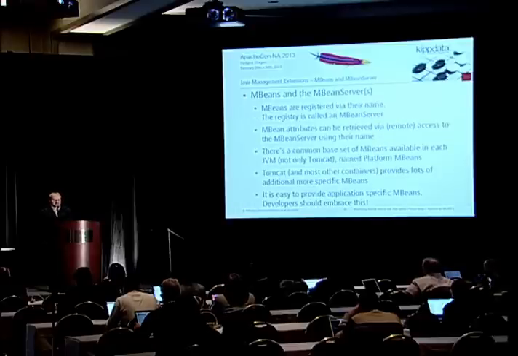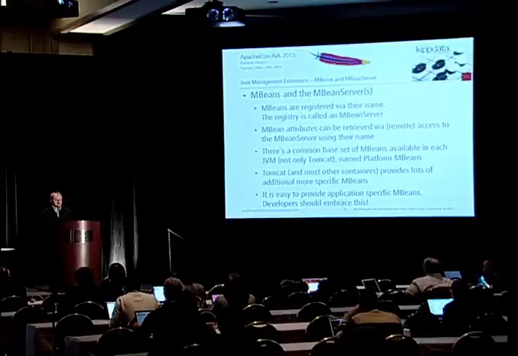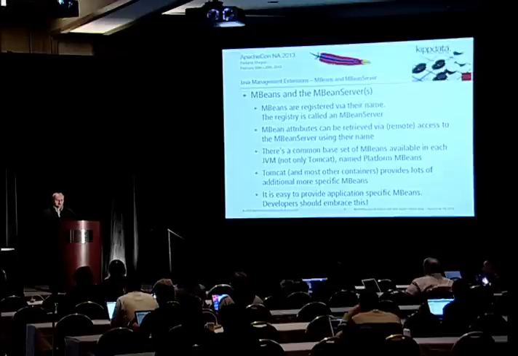Now, how do we get access to the MBeans? MBeans are always registered with an MBean server. That's the registry of MBeans. And they are registered under their name, so the object name of the MBean is important. Typically, in a running JVM, there is only one MBean server, but in some situations, there can be multiple. Typically, for Tomcat, there's only one MBean server.